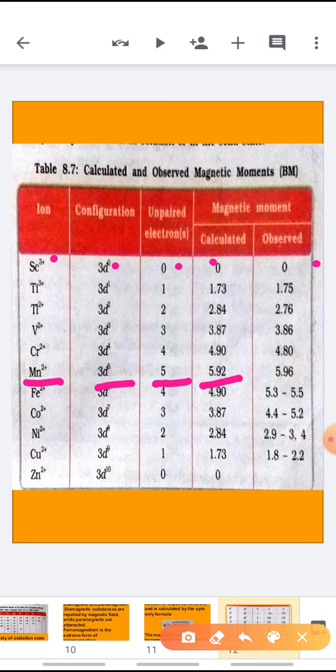The observed one is quite different from that. Now zinc, or you can say copper, if you see, then copper has 9 electrons, but the number of unpaired electrons is only 1. So the magnetic moment is also less.